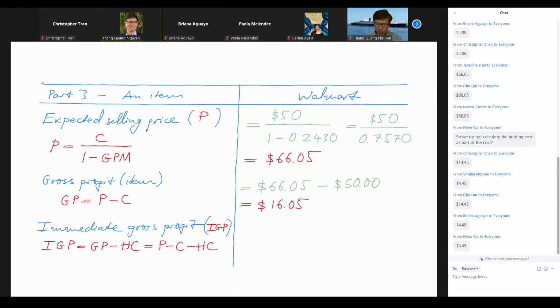I believe that other students can also do the same. So in this case, there are two ways to do it. Either you take the gross profit minus the holding cost. That's one way to do it. Or equivalently, we do it as the 66.05 expected selling price minus the $50 cost and minus the 1.60 holding cost. Either way, we're going to have $14.45 as the expected profit of this item.